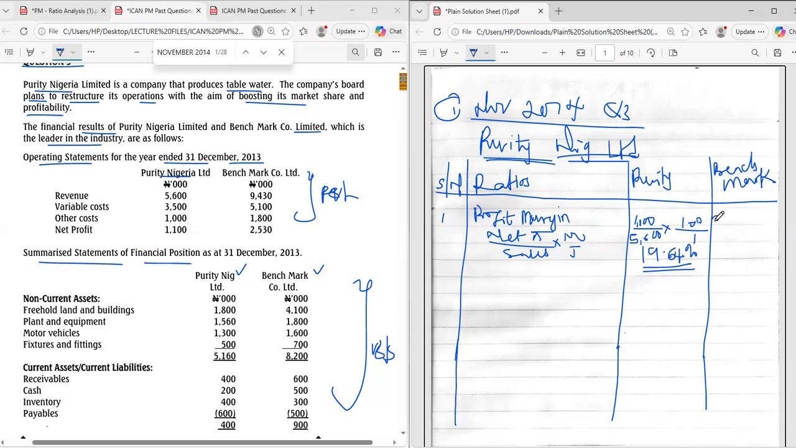The next one is what? 2,530 over 9,430. You can confirm it. So that will give us how much? 26.83%.